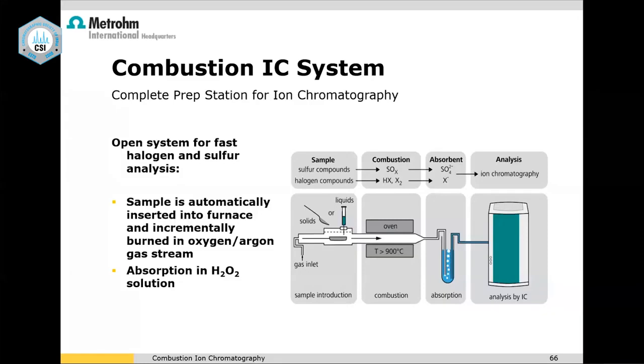Then we have a hyphenated setup. This is called a combustion IC system. This is basically used for determination of halides and sulfur in a single run. There is no other technique where we can do halides and sulfur in a single run. So what is the importance? We can see with some examples, but let us see how it works.